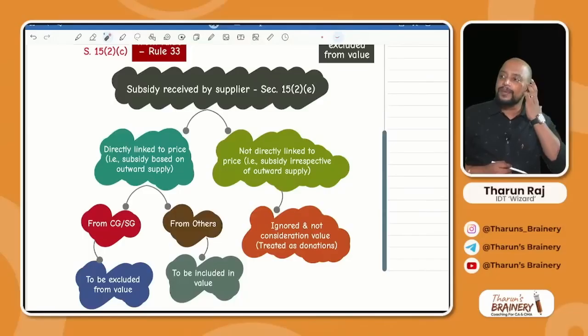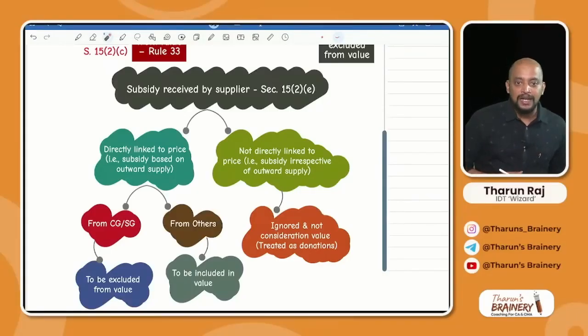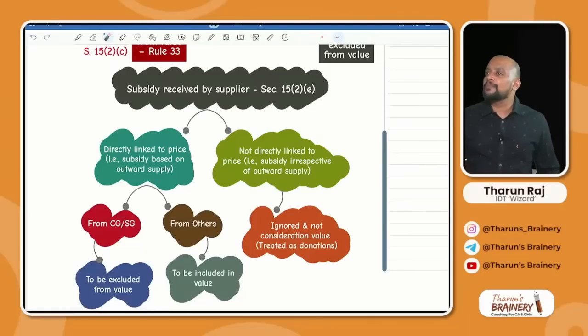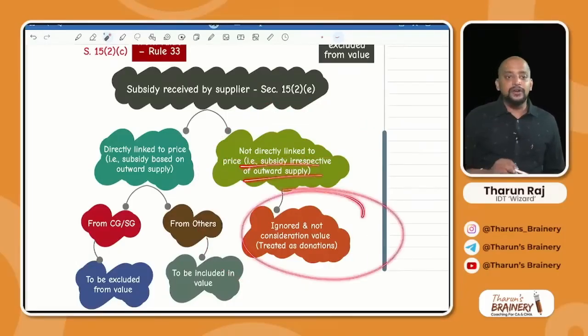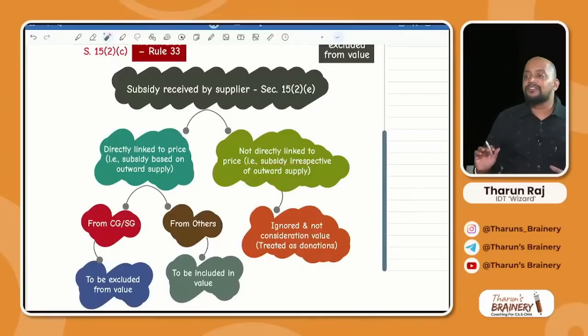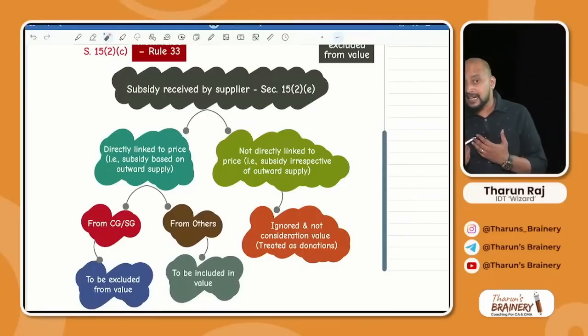Not directly linked to the price means what? The subsidy is in no way connected to the price. For example, a subsidy received for setting up a factory in a backward region is in no way connected to outward supply. A subsidy received for giving employment to women is in no way connected to outward supply. So that should be ignored. A subsidy not directly linked to the price, that is, you get the subsidy irrespective of the outward supply, is ignored and not considered for value. So don't consider it at all.